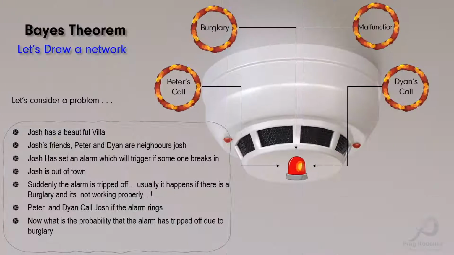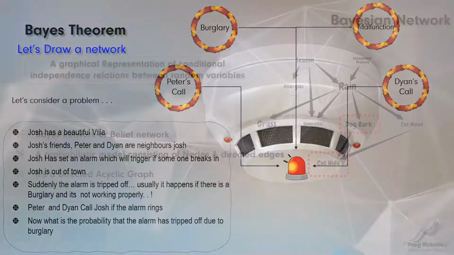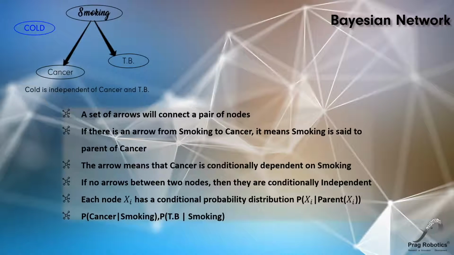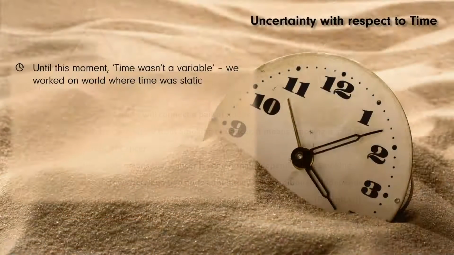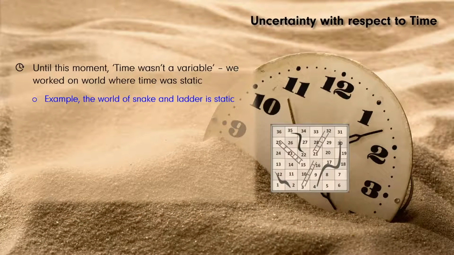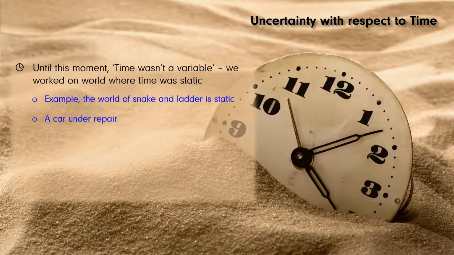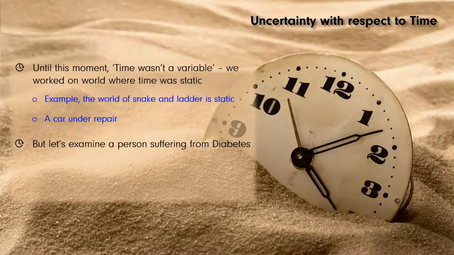Then we will work on graphical representation of uncertainty. That's the Bayesian Networks. We will look into the process of building a Bayesian network and inferring from it. Then we will add time as a parameter to uncertainty. To be more precise, we will see how decision making changes while handling problems where the outcome changes with time.